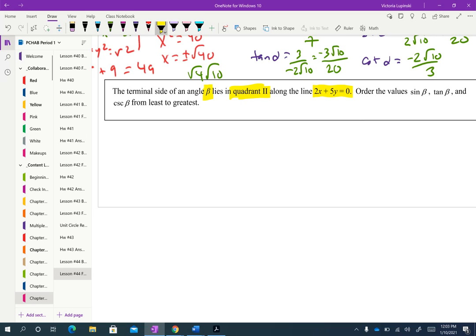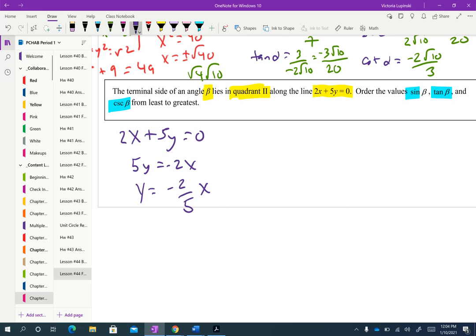So just something to point out here is that they're only asking you to find these 3 things, so you don't have to find all 6, and then asking you to put them in order from the least to greatest. You could use a calculator to help you with those values. So here, because they're telling you that 2x plus 5y equals 0, that you have to lie along that line, you want to go ahead and figure out what is the slope of that line. So in order to do that, you're going to subtract 2x. Then you're going to divide by 5. So y equals negative 2 over 5x.